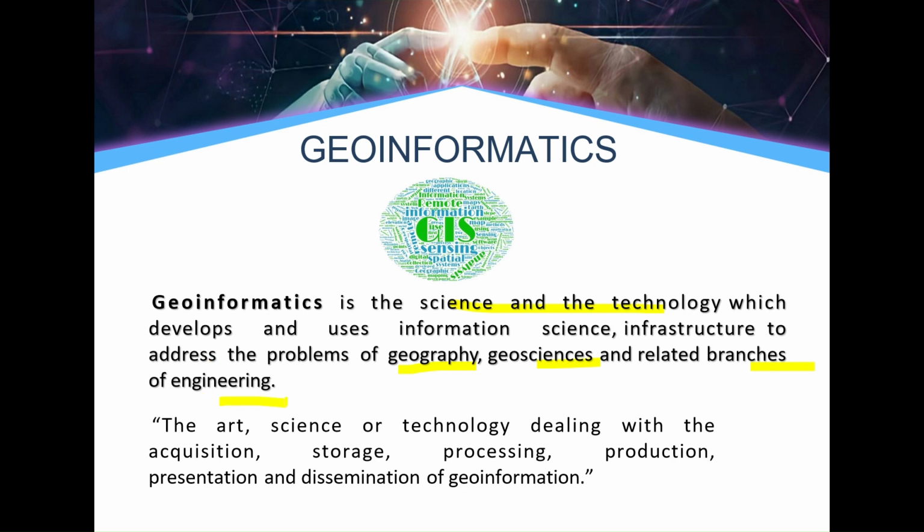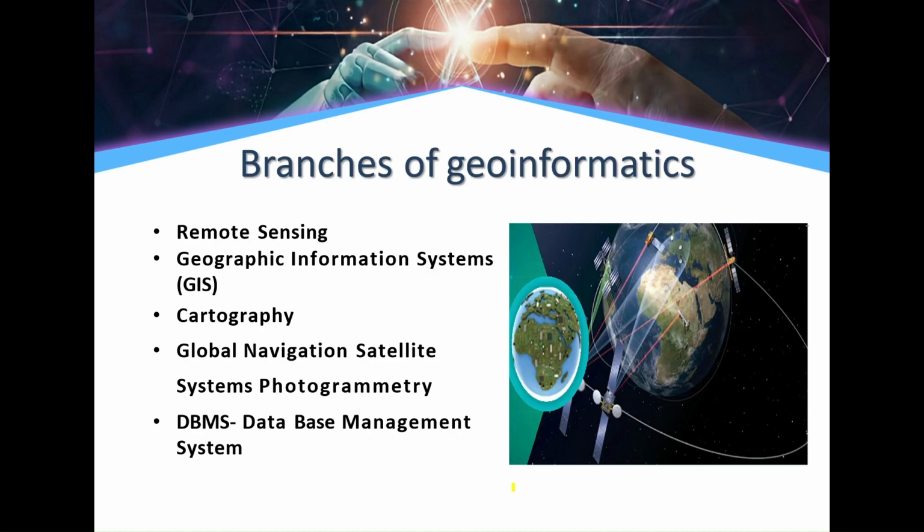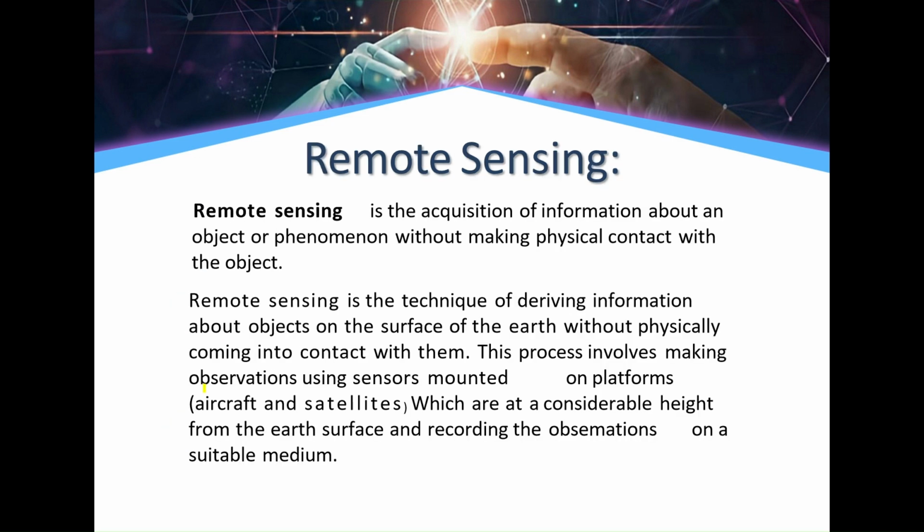By using tools like satellites and GIS, that is, geoinformatics software. The definition says it is the art, science, or technology dealing with the acquisition, storage, processing, production, and presentation of geoinformation. Branches of geoinformatics include remote sensing, geographic information systems, cartography, global navigation satellite systems, photogrammetry, and DBMS. These are its six branches. We'll go through them one by one.